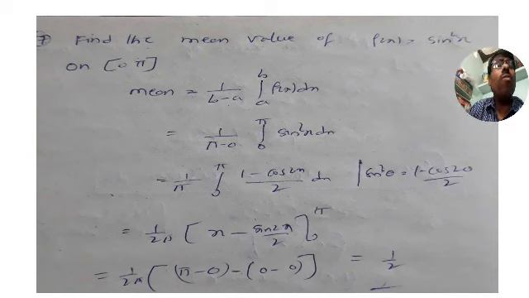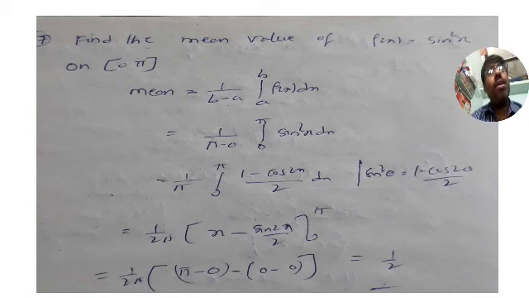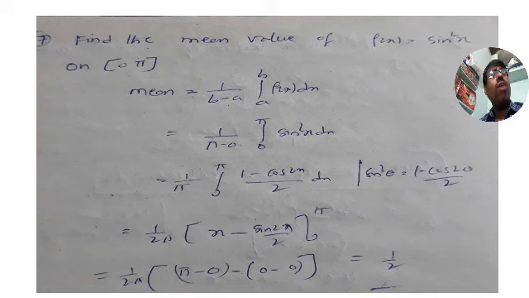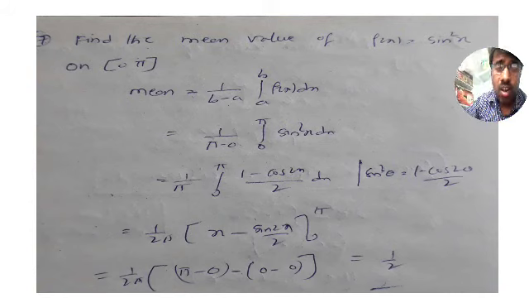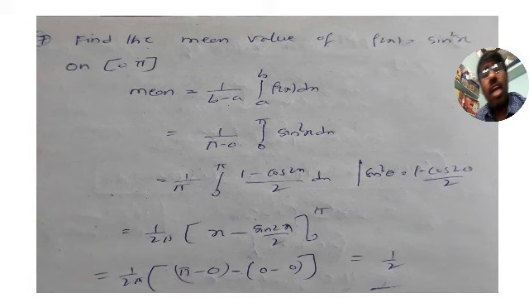Find the mean value of f of x is equal to sine square x on 0 to pi. Next problem, find the mean value of f of x is equal to sine square x on 0 to pi. So what is the function? The function is sine square x. And the interval is 0 to pi, that is a is equal to 0, b is equal to pi, that is, lower limit is 0 and upper limit is pi.